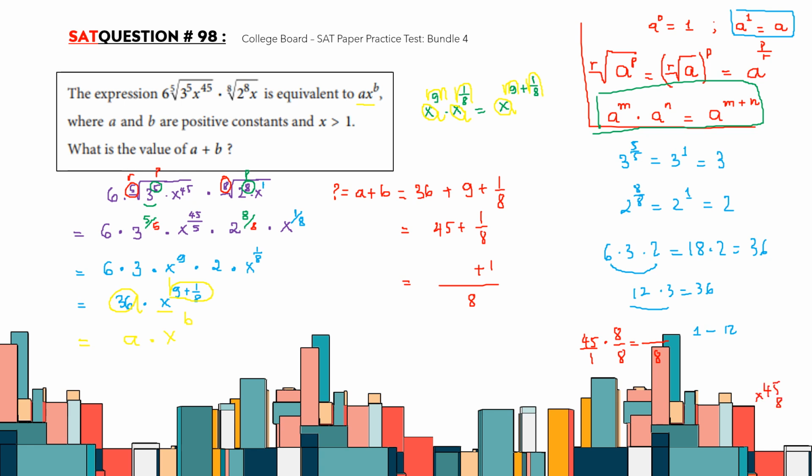So 45 times 8: 8 times 5 is 40, write 0, remember 4. 8 times 4 is 32, add 4 is 36. So we have 360, add 1 is 361 over 8. This is the correct answer. And how we write it on the answer sheet is 3, then 6, then 1, then a dash, then 8.